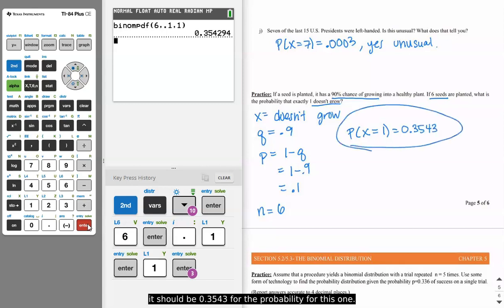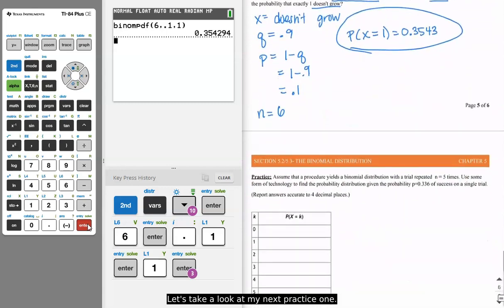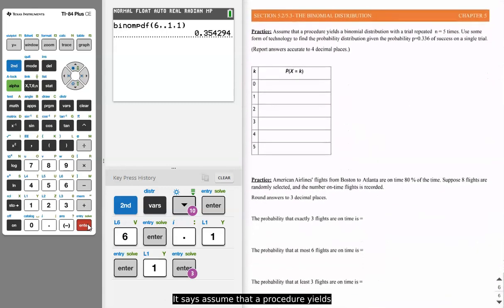Okay. So let's take a look at my next practice one. It says, assume that a procedure yields a binomial distribution with a trial repeated n equals 5 times. Use some form of technology to find the probability distribution given the probability that p is 0.336 of success on a single trial. So what this wants us to do is just build a binomial probability distribution, similar to what we did in the last section. That one was just a probability distribution, and this one's specifically a binomial probability distribution. So they told us n was 5, and p was 0.336.